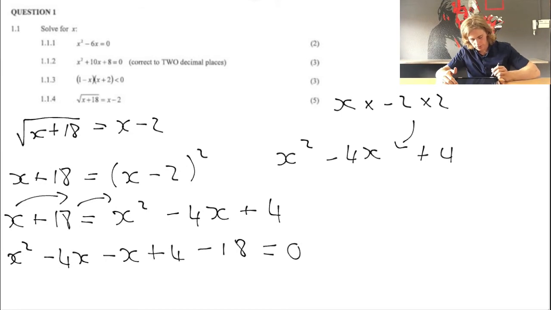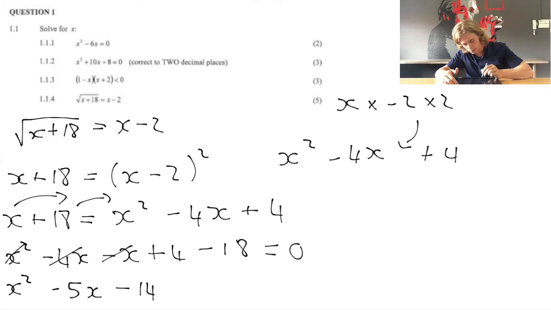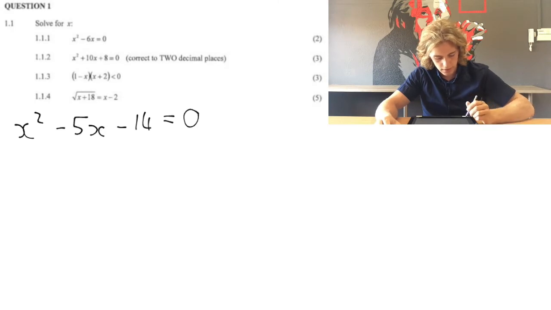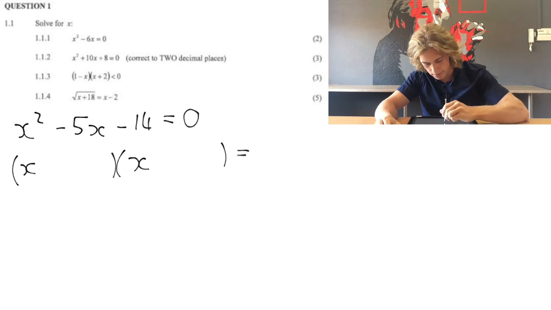Okay, and then we're going to simplify this. We've got our x squared. Negative 4x minus x is going to be negative 5x. So we cancel those two, are finished. We're only left with a plus 4 minus 18, which is going to give us negative 14 equals 0. We're then going to factorize this equation, and so we'll have one bracket with an x in it and another bracket with an x in it. Those are equal to 0.